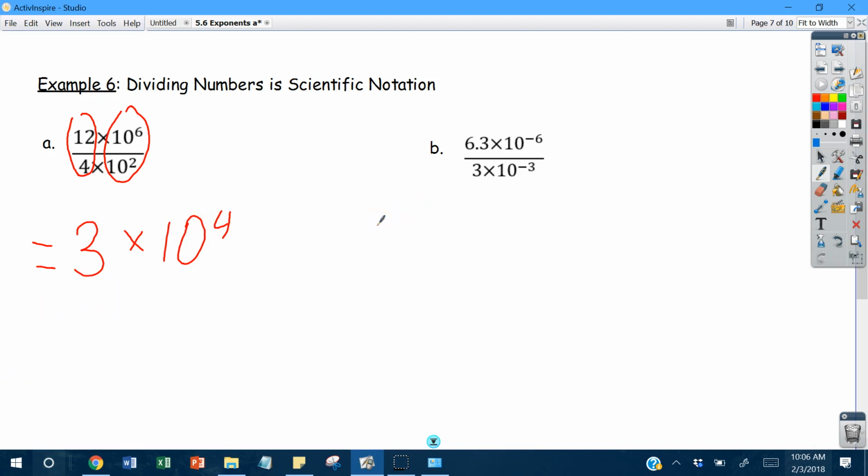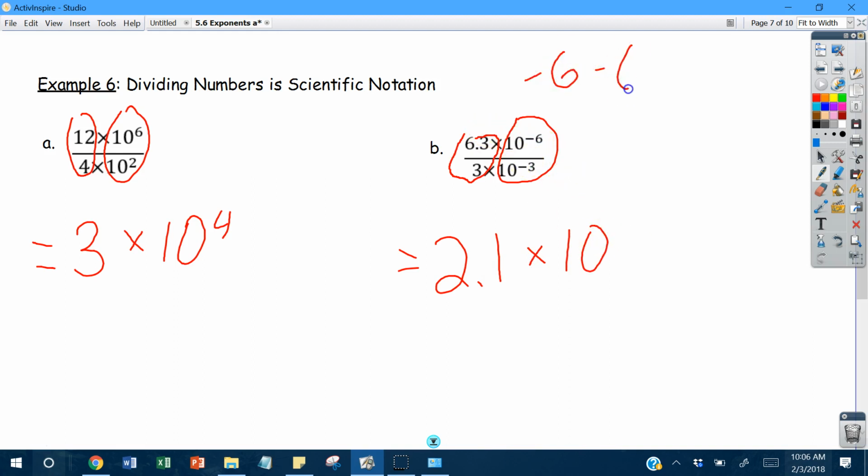Similarly, with this next one, we will do 6.3 divided by 3, and then 10 to the 6 divided by 10 to the negative third. 6.3 divided by 3 is 2.1. And then we'll do negative 6 minus negative 3. I might need to write that one out, because negative 6 minus negative 3 is really negative 6 plus 3, which is negative 3. So that exponent got a little bit bigger, a little less negative, if you will. But that's how we'll do that one. This is also still in scientific notation, which is nice.